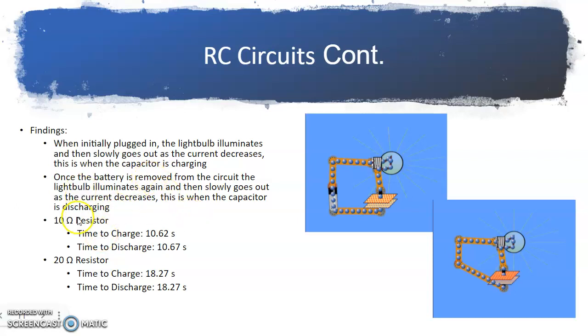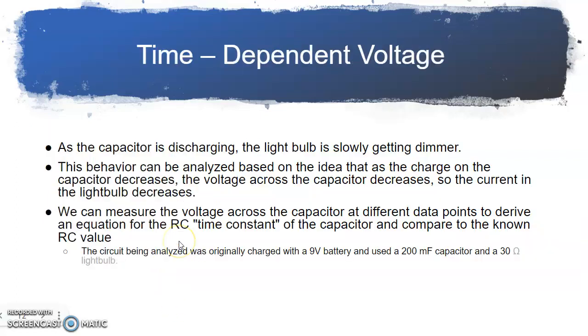This is charging and discharging the capacitors. For each of the resistors, here's the time to charge and discharge, and the time dependent voltage. As the capacitor is discharging, the light bulb gets dimmer. This behavior can be analyzed based on the idea that as the charge of the capacitor decreases, the voltage also decreases, so the current decreases. We can measure the voltage across the capacitor at different data points. We derive the equation for the RC time constant of the capacitor and compare it to the known RC values.